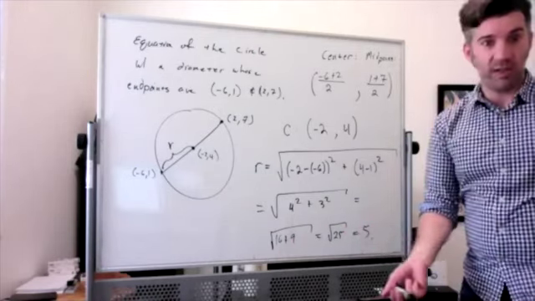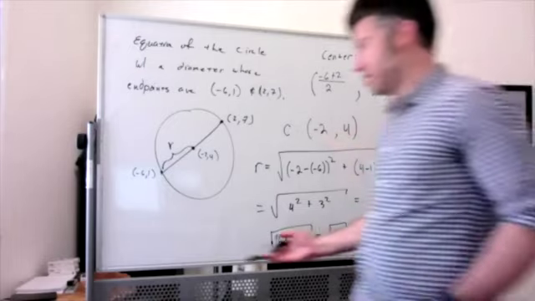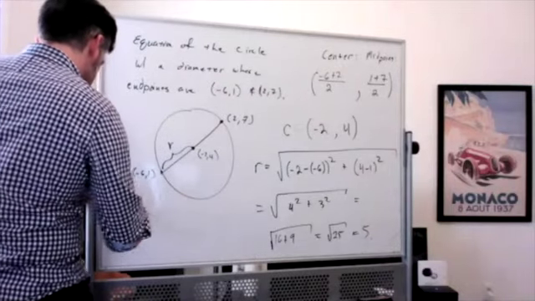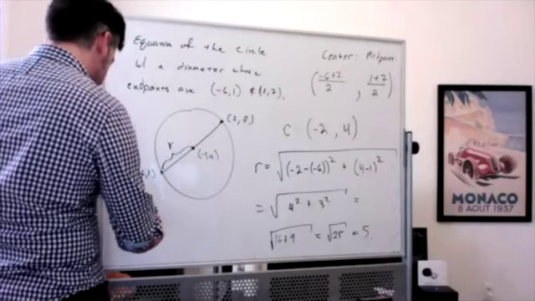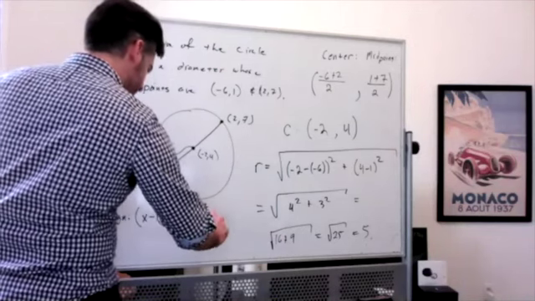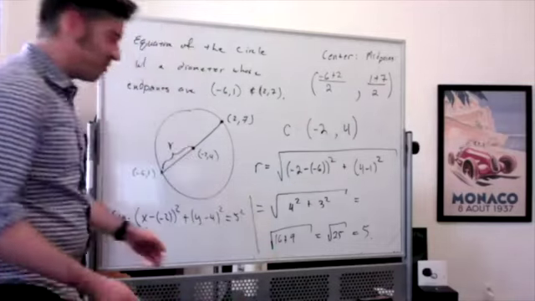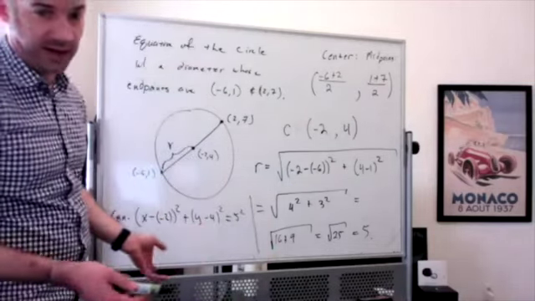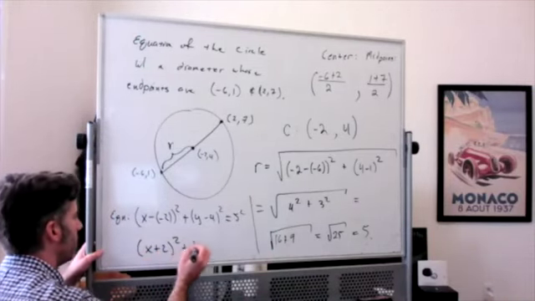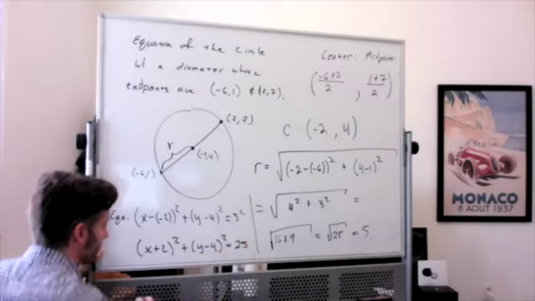And then we have to write the equation. So we've got all the pieces. I've got my center. I've got my radius. Now I'm going to throw it into the formula and say, okay, the equation of my circle is x minus -2 squared plus y minus 4 squared equal to 5 squared. I think you could probably skip this step and just write the final answer, which is x plus 2 squared plus y minus 4 squared equals 25.